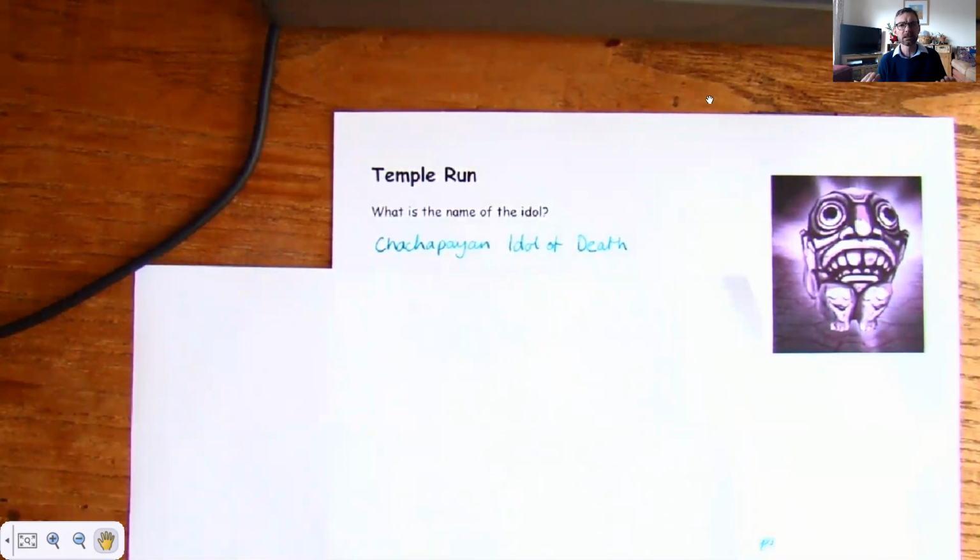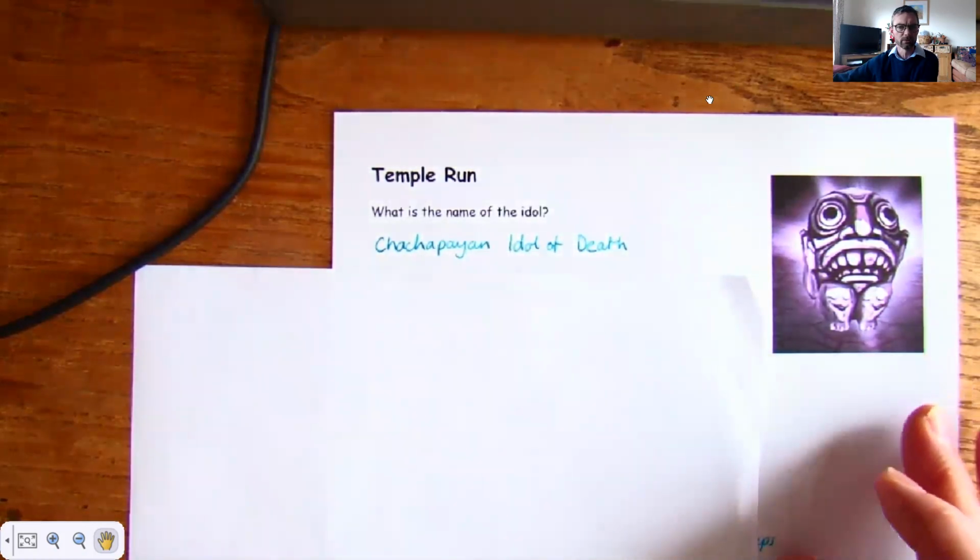For this, I kind of did a bit of research. I went on and looked up some Aztec gods. I looked up some Mayan gods, some Inca gods, and I chose a few names from those just to help me out. I've kind of adapted it slightly. The Chechepian is a god, but not the god of death. But I couldn't resist it, just to make it sound a bit more dramatic. So try and find a name for your idol. You might need to do a little bit of research on that, but go for it. So mine's gone for the Chechepian, the idol of death.